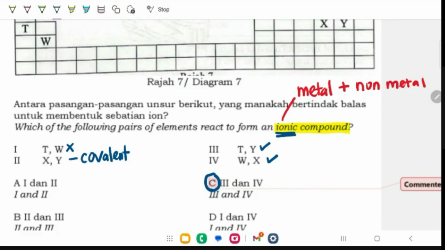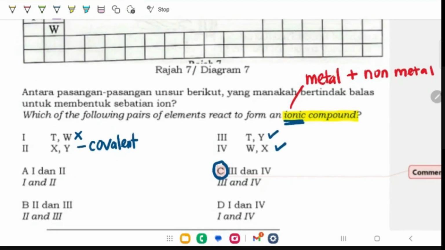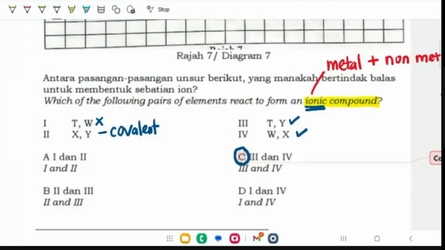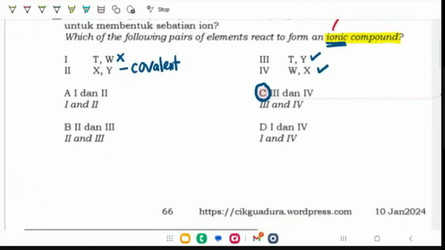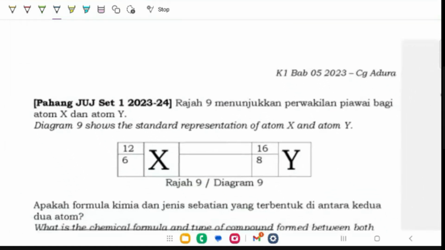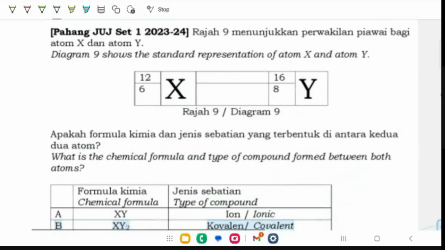Okay. So everybody, you should know how to solve the questions, right? Okay, or not? So these are the pattern of the questions. You will be more familiar if we discuss more questions.